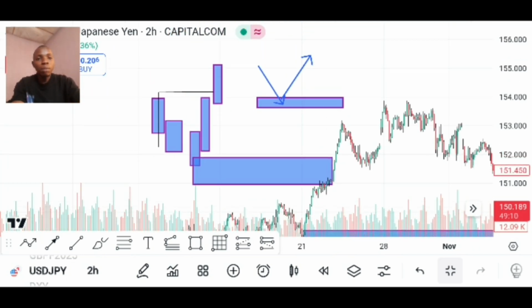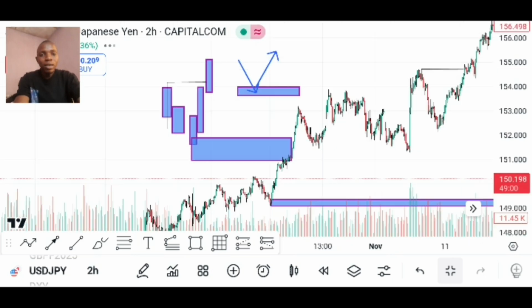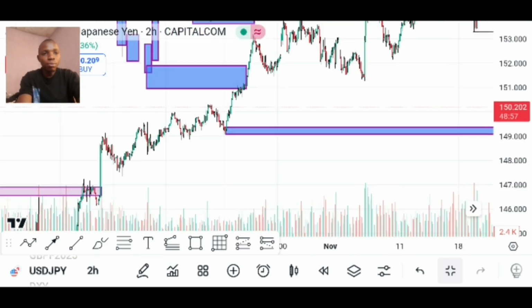Modifying this zone is very important because at times you can't wait for the price to come back. Like you wait for the price, and you drew a very big zone, it will affect the market. So let us go to our live chart. Let me show you what I'm talking about.